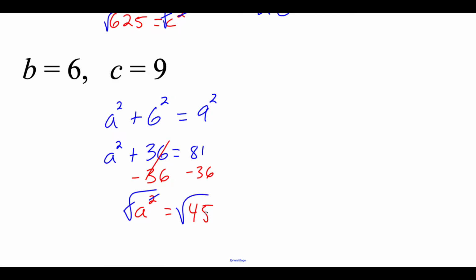Now as far as 45 goes, I'm going to make a factor tree here. It's not a nice perfect square, but I think we can break it down. 45 is 9 times 5, and 9 is 3 times 3. So I see that we've got a pair of 3's. So I'm going to take the 3 out of the radical. This 5 didn't get paired up, so it stays underneath the radical. So that missing a side is 3 times the square root of 5.